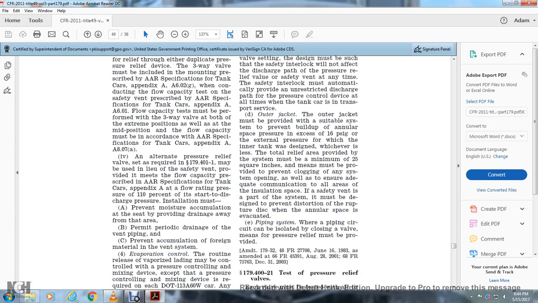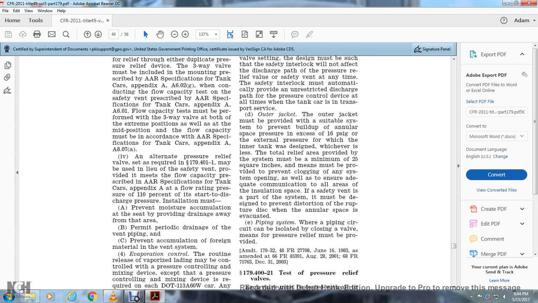The outer jacket must be provided with a suitable system to prevent building up the pressure of the annular space from exceeding 16 psi gauge, or the external design pressure of the inner tank jacket, whichever is less. The total relief area provided with the system must be at least 25 square inches. Means must be provided to prevent clogging of any of the system openings, as well as to ensure adequate communication to all areas of the insulation space.